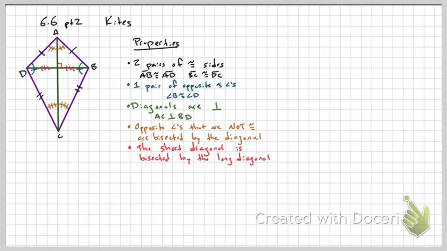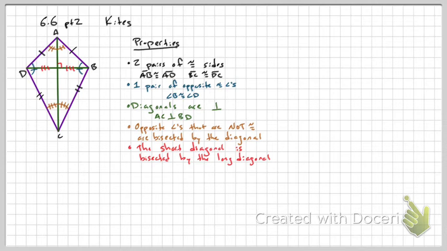Sorry guys, I had to step away for a second. But there are five characteristics: two pairs of congruent sides, one pair of opposite congruent angles, diagonals are perpendicular, opposite angles that are not congruent are bisected by the diagonal, and the short diagonal is bisected by the long diagonal. Now, one thing that's not part of a characteristic that's important to point out is that the two smaller triangles, when you draw diagonals, are congruent. So triangle 1 is congruent to triangle 2. And the two larger triangles are congruent. So triangle 3 is congruent to triangle 4.